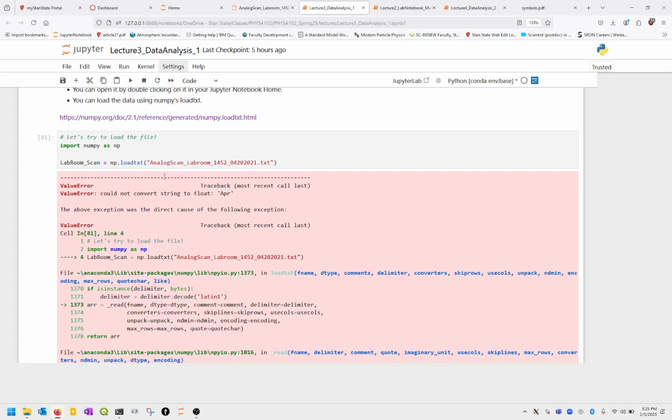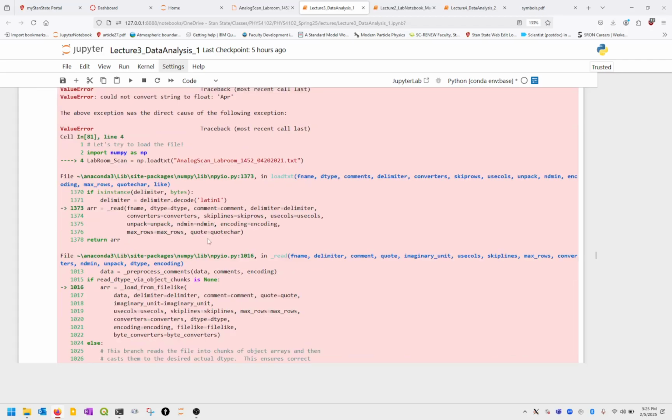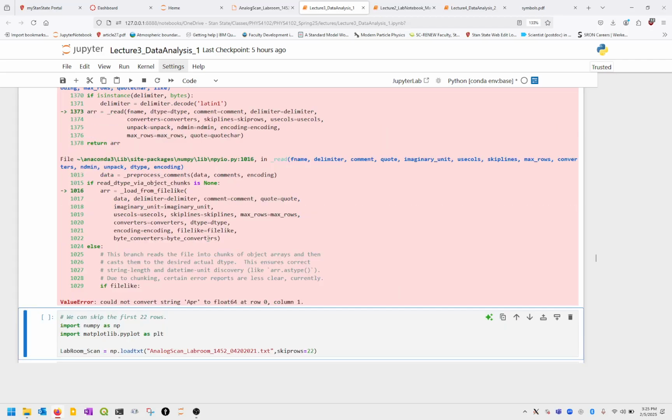APR. What is APR? It's like a month or something. Yeah, April. Why does it think it's April? This is February. I'm going to skip through all this other stuff and look at the last thing. ValueError: could not convert string to float: April, at row 0, column 1.